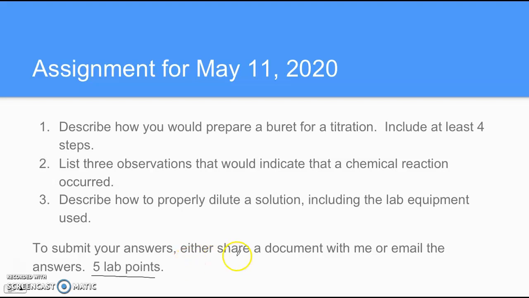And then you can either type up a Google Doc and share it with me, or you can just email answers. And that's it.